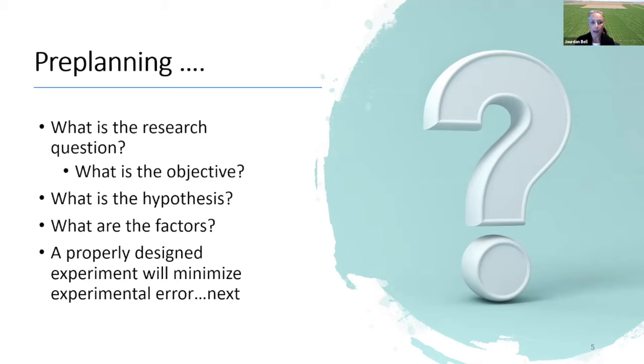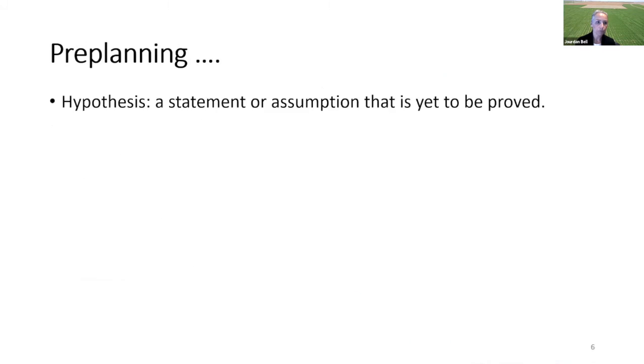Also, what is the hypothesis? And I'll go into that in a little more detail so that you do understand the difference between the objective and the hypothesis. But again, that's just that scientific process that has been discussed in previous presentations. What are factors? And then keep in mind, a properly designed experiment will minimize experimental error. And of course, that's information that will be discussed in the next presentation by Dr. Josh McGinty.